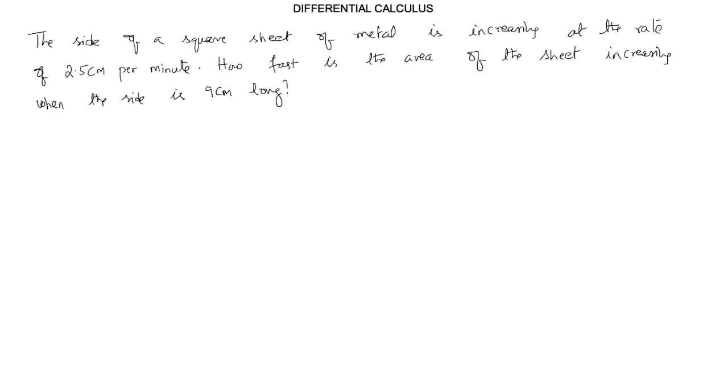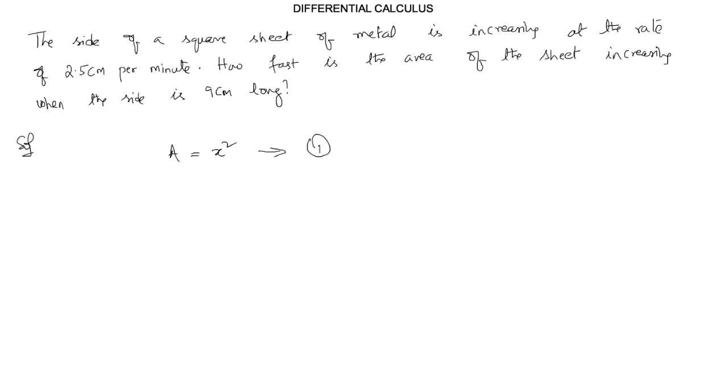Okay, so let us move on to the next problem. Let us find the solution for this. Now I'll denote x as a side of the square sheet, and A denotes the area, so we get A is equal to x squared. Keep that equation as 1.